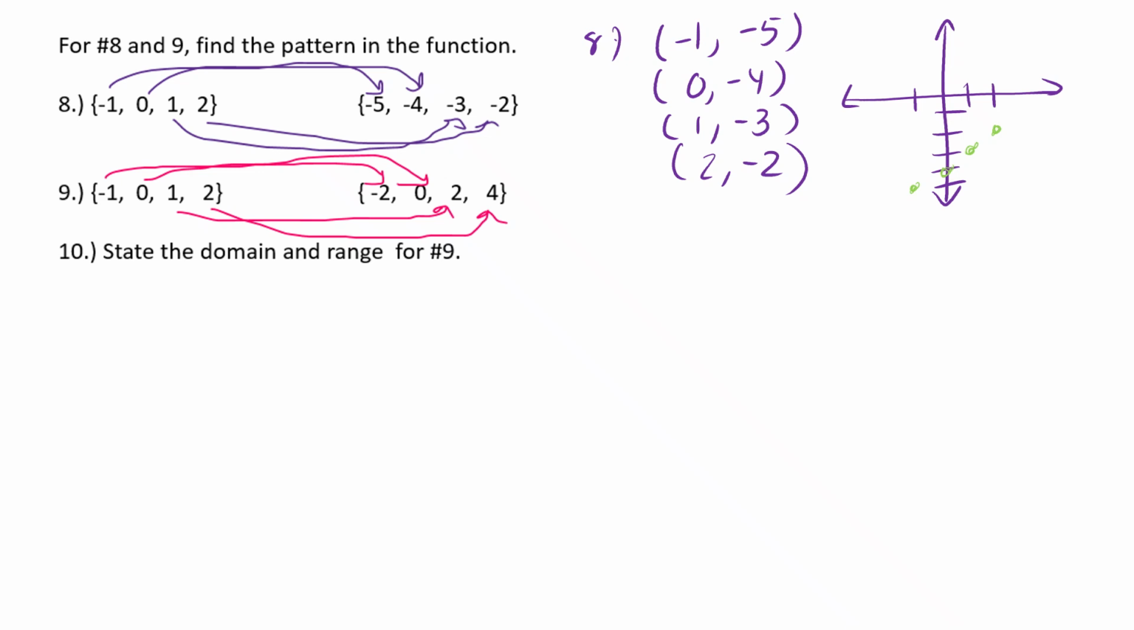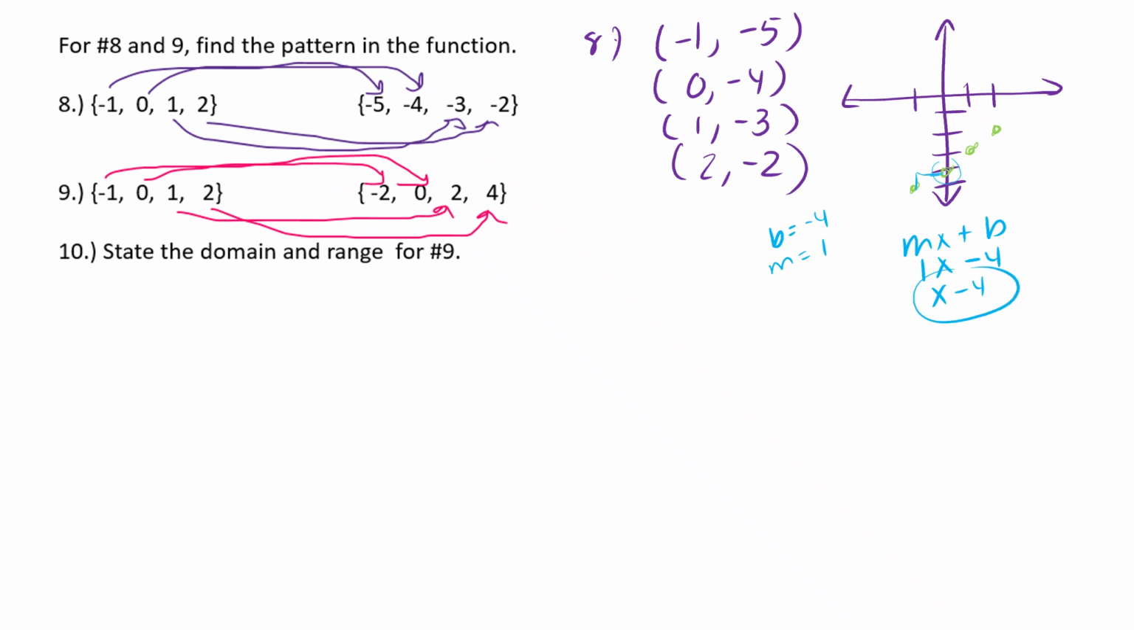The y-intercept is -4. And it looks like the slope would be up 1 over 1. So the slope is 1. So looking at mx plus b, it would be 1x minus 4, or just x minus 4.